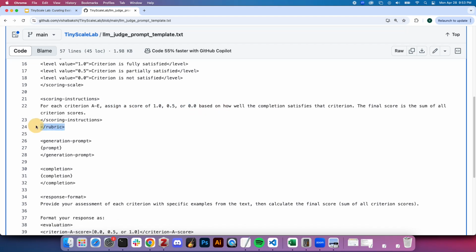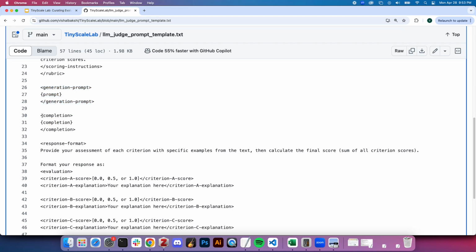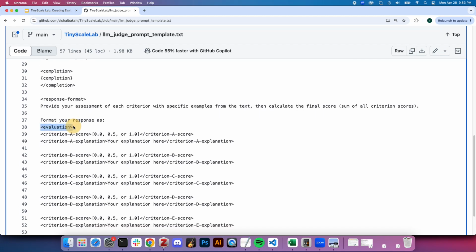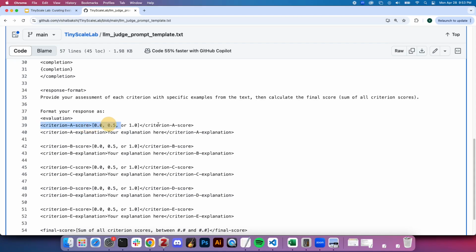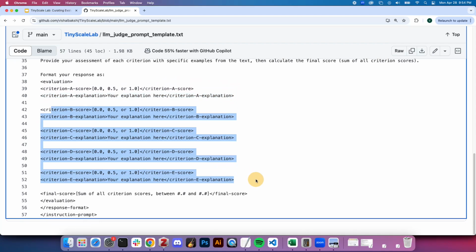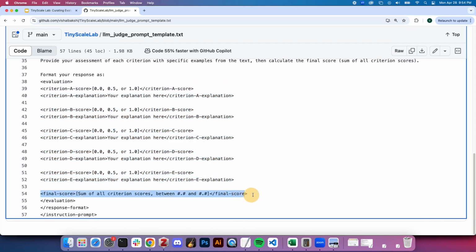So that ends the rubric. Then there's the generation prompt. There's the completion. And then there's the response format where I'm saying provide your assessment of each criterion with specific examples from the text. Then calculate the final score, the sum of all criterion scores. Format your response so that within this evaluation, give me the criterion score, give me the explanation, do that for all the criteria, and then give me a final score, and then close the evaluation, close the response format, and then here we're closing our instruction prompt.